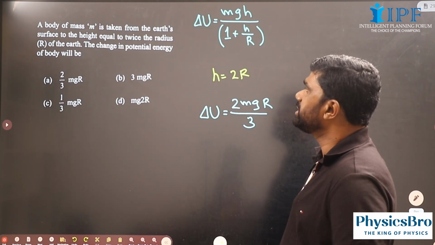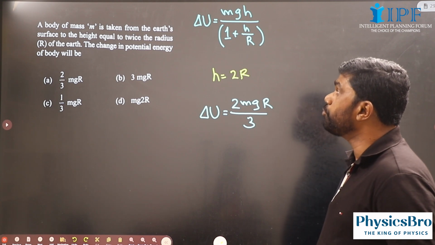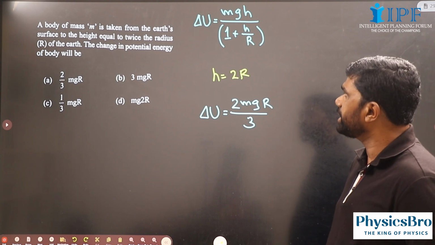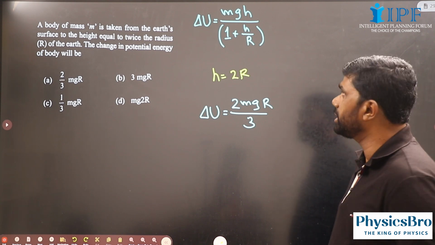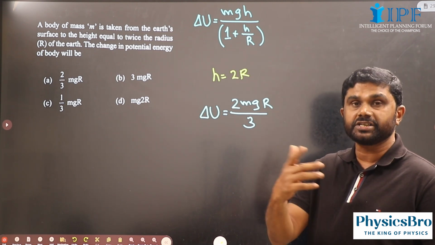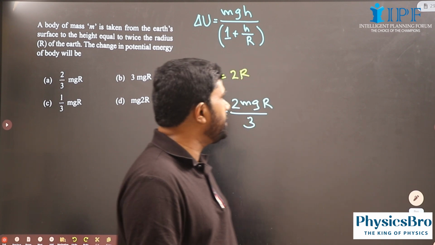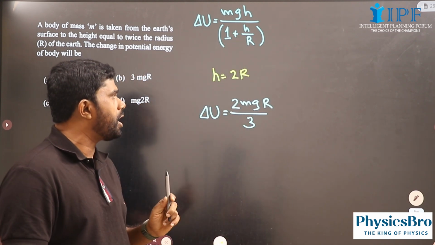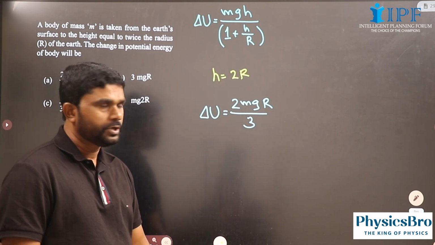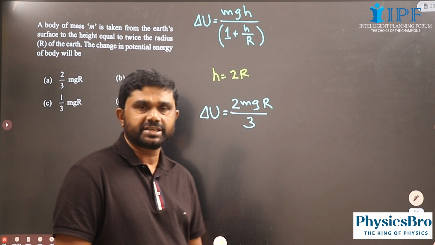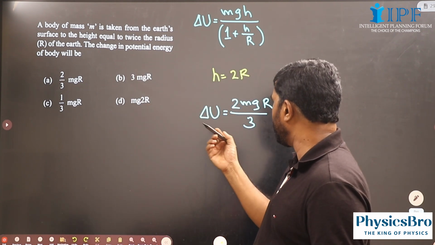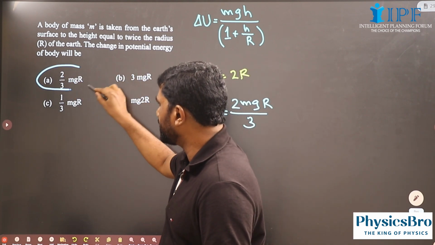Now a body of mass m is taken from Earth's surface to a height equal to twice the radius of Earth. The change in potential energy. See, we have the expression for change in gravitational potential energy, that is mgh over 1 plus h by R. And h in this case is given as twice the radius of Earth, 2R. So you can simply replace this small h with the 2R. You will get in the numerator 2mgR, and in the denominator h by R is 2, so 1 plus 2 will be 3. So delta U, the increase in gravitational potential energy, is 2mgR by 3. So this must be the correct option.